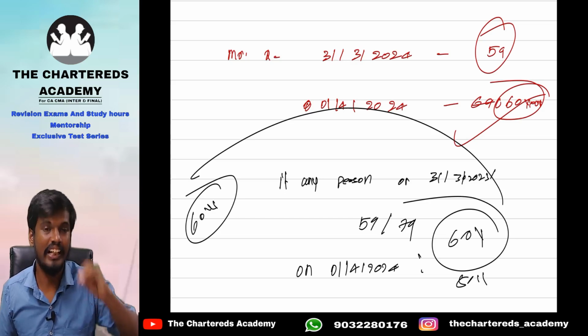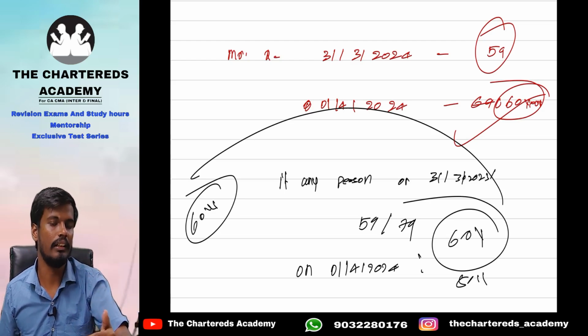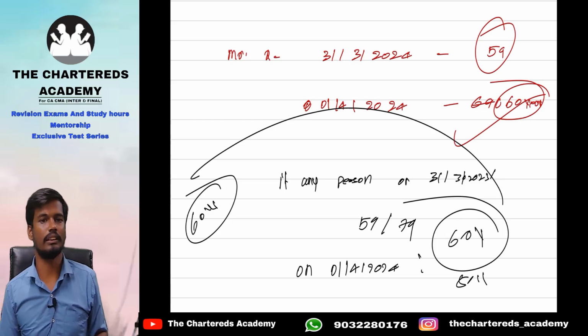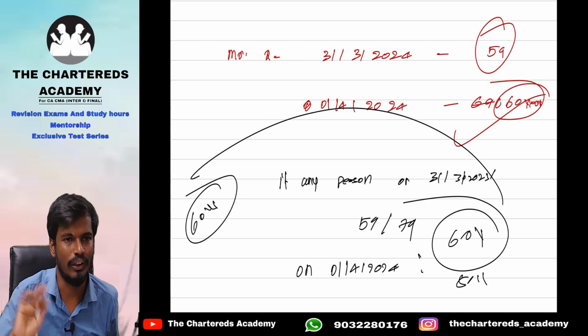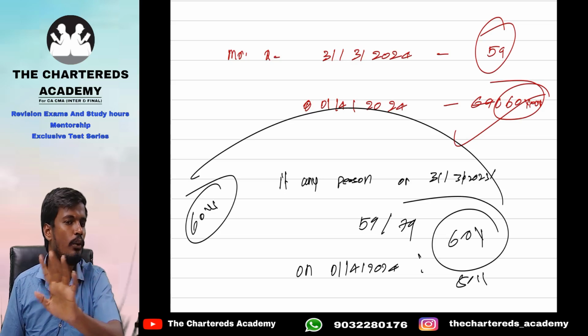So if any person attains the age of 60 years on 1st April, the basic exemption limit of such person is 3 lakhs, not 2,50,000, guys.